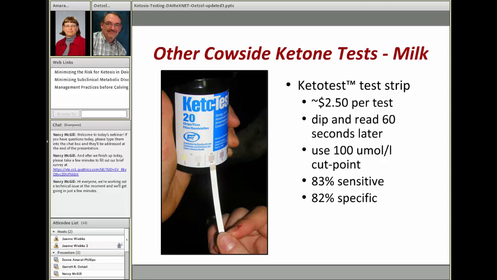On this one, this actually measures BHBA. It has different cut points. It looks similar to the urine, and we're going to use that 100 micromoles per liter as the cut point. There's a lot of literature on this. We run in the low 80s on sensitivity and in the low 80s on specificity. So we're doing pretty well here.